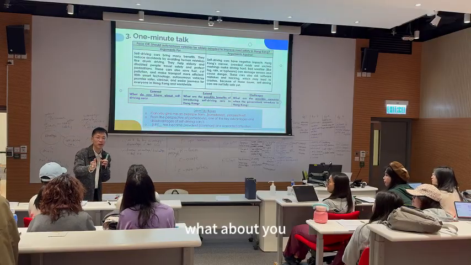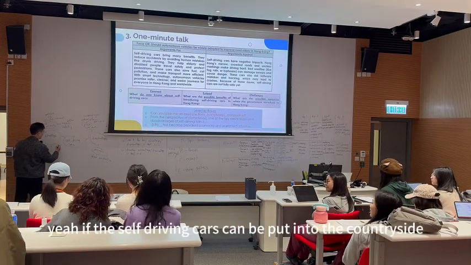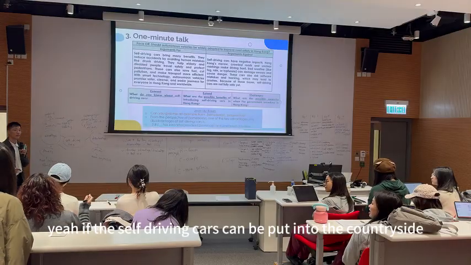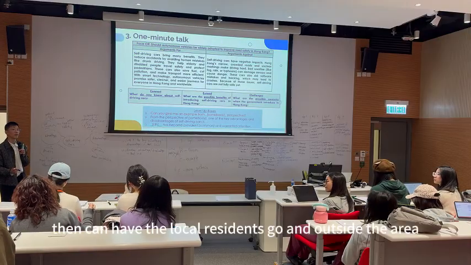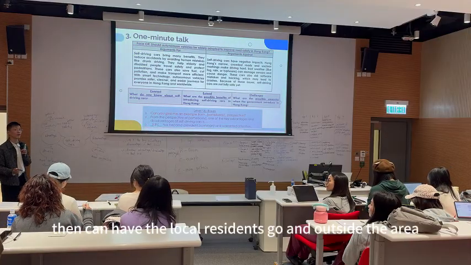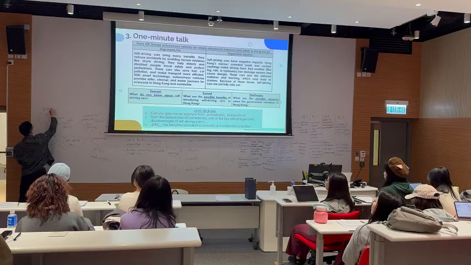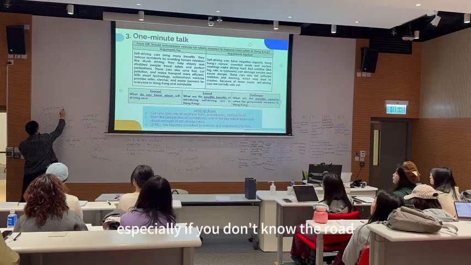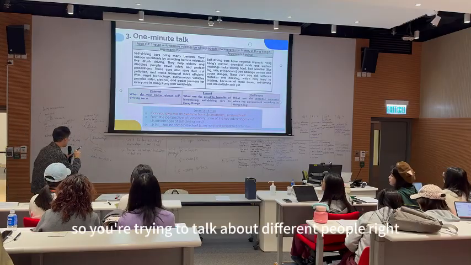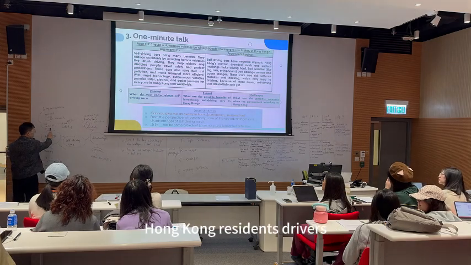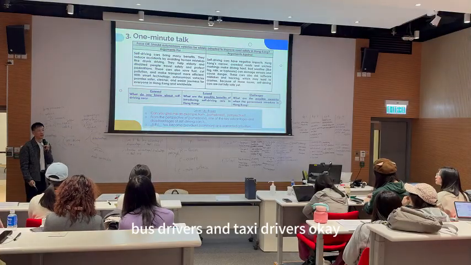Okay, what about you? I'd like to talk about the advantage. Advantage, okay. If the self-driving cars can be put into the countryside, remote areas, then the local residents can go in and out of the area more conveniently. Okay, it brings convenience, especially if you don't know the road, right? If you don't know where to go, self-driving cars can help you. So you're trying to talk about different people, right? Hong Kong residents, drivers, bus drivers and taxi drivers.